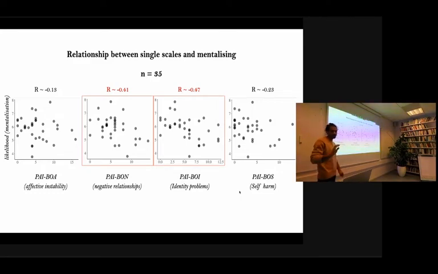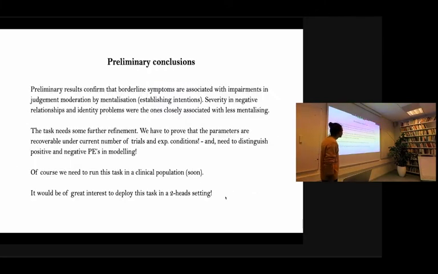Or so it seems from this preliminary online experience with the task. So preliminary results confirm that borderline symptoms are associated with impairments in judgment moderation by mentalization. So establishing intentions, severity in negative relationships and identity problems were the ones that were closely associated with less mentalized. The task needs some further refinement.